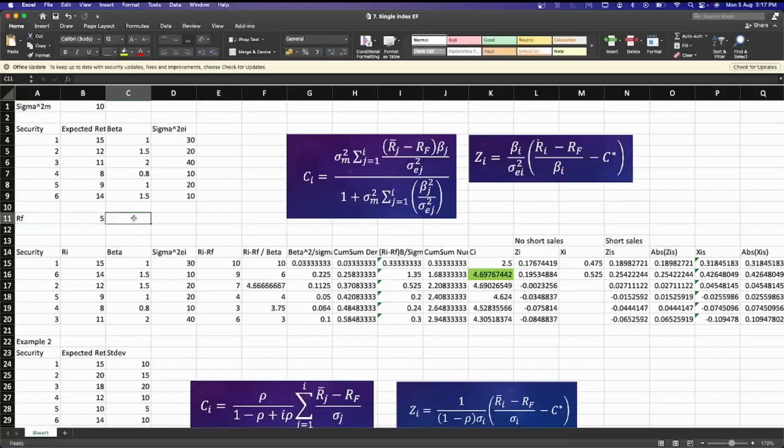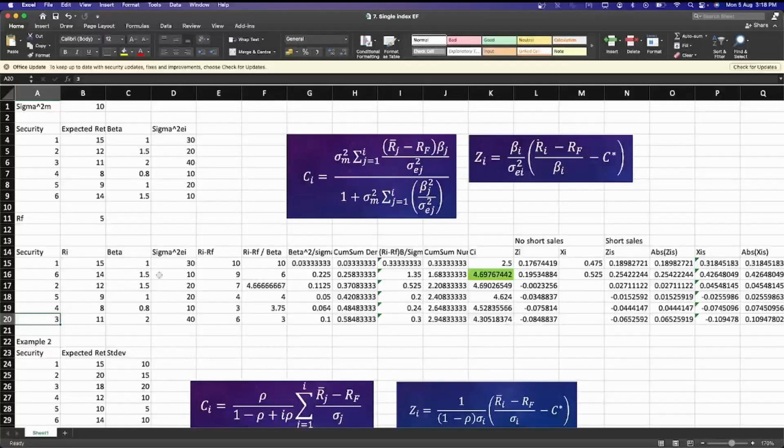The first step is very simple. We are going to calculate the ratio, which is Ri minus Rf by beta. So we have this Ri, we have this Rf. We are going to subtract 5 from these numbers and divide them by these beta numbers. Once we do that, we are going to sort them. This is what I have done till here. I calculated this Ri minus Rf, which is something like this, and divided that by beta. And then I ordered these securities in the decreasing order of this ratio, which is what we are supposed to do in our first step. Security 1 is at the top, security 6 is second, then 2, 5, 4, 3. We have that order now.